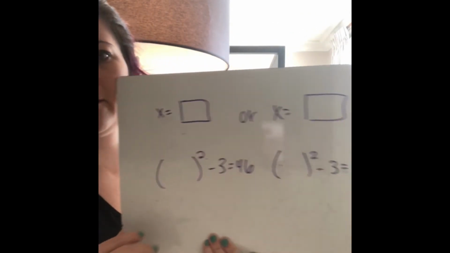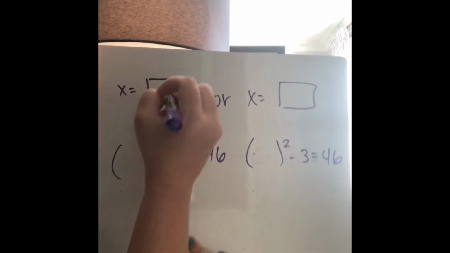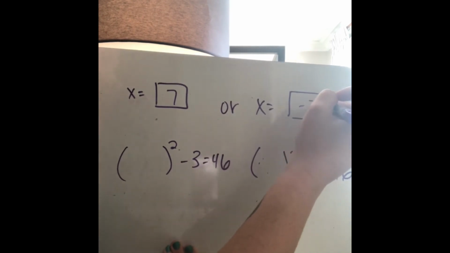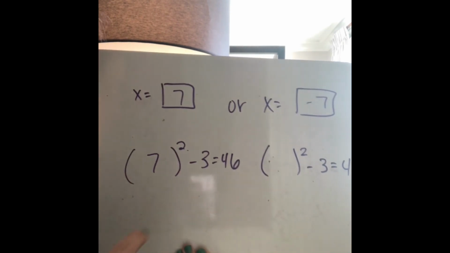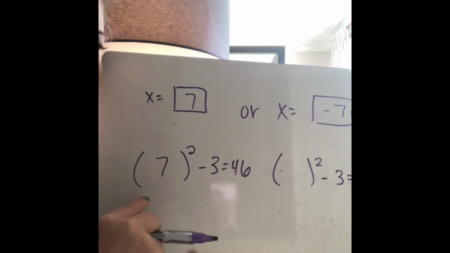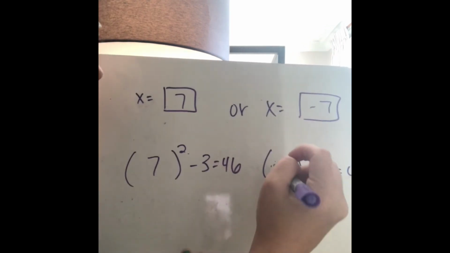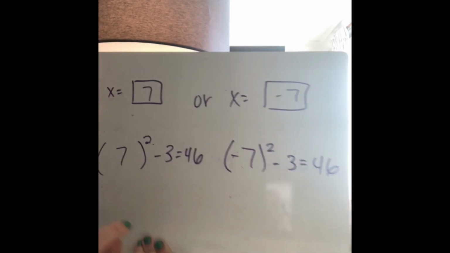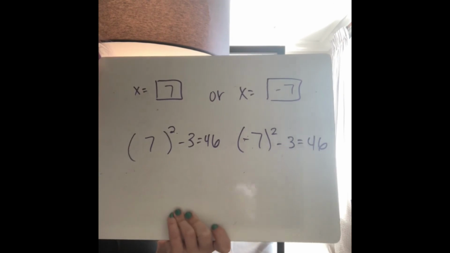So basically all it wants you to do, once you solve that, is x equals 7 or x equals -7, because 7 squared minus 3, so 7 squared is 49, minus 3 does equal 46, and -7 squared minus 3 equals 46 again. And that's how you solve that problem.